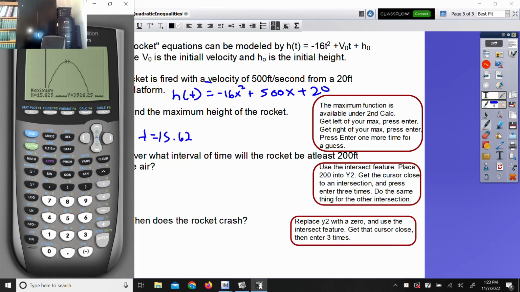But this wasn't even asking about time. This is saying what is the height? 3926.25. Height is y. Good, we got through part one. That's enough.